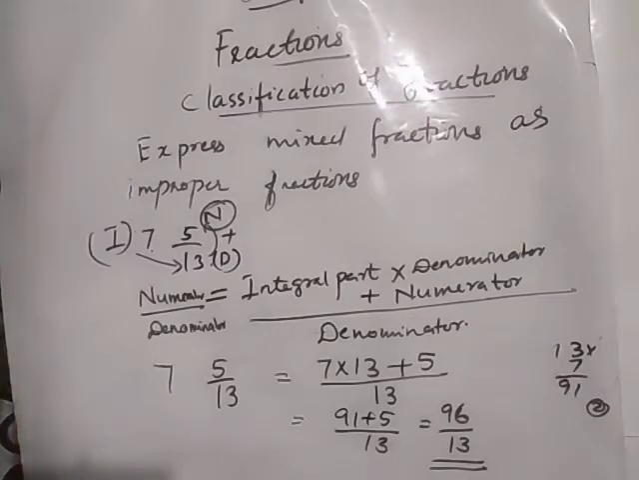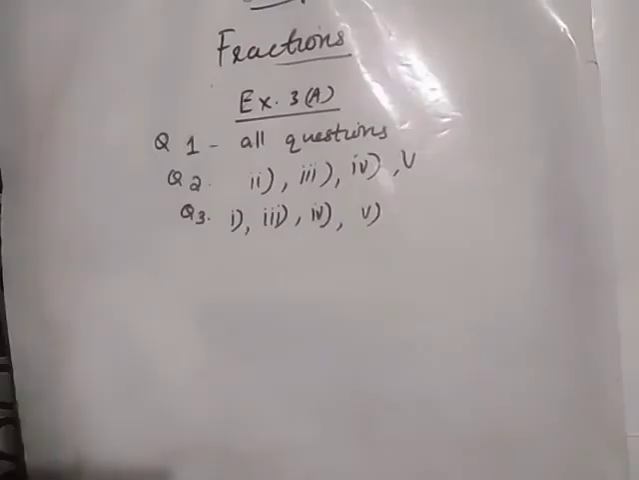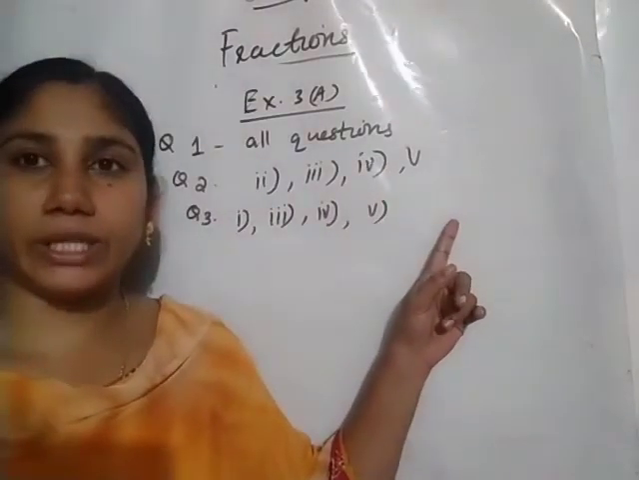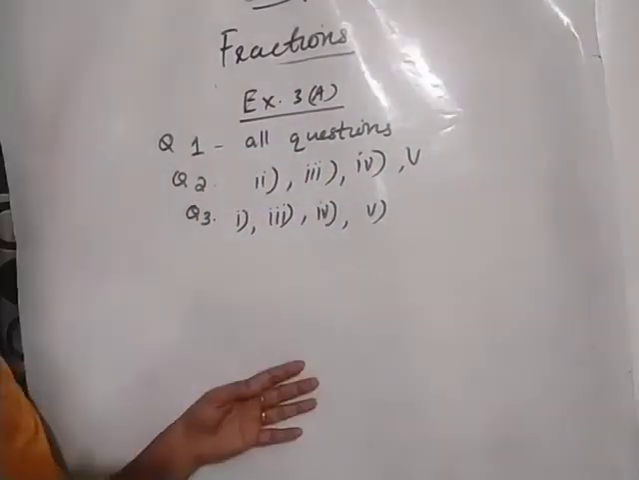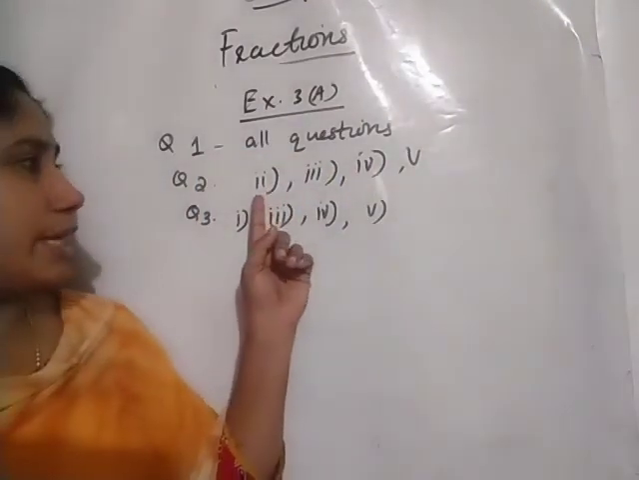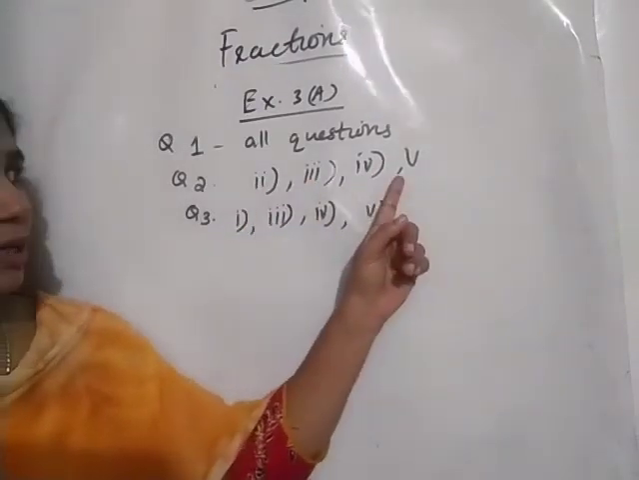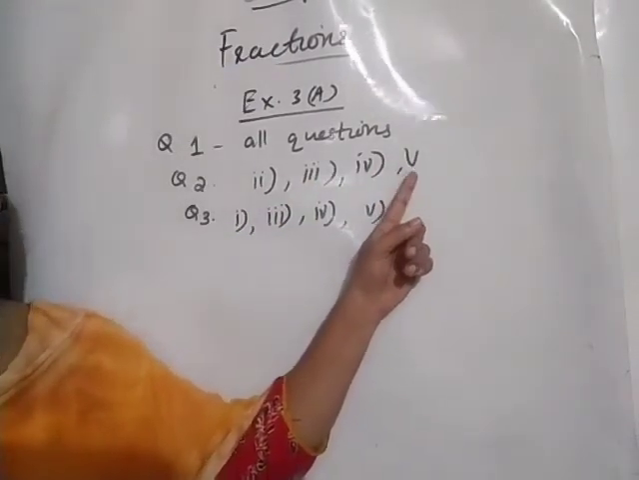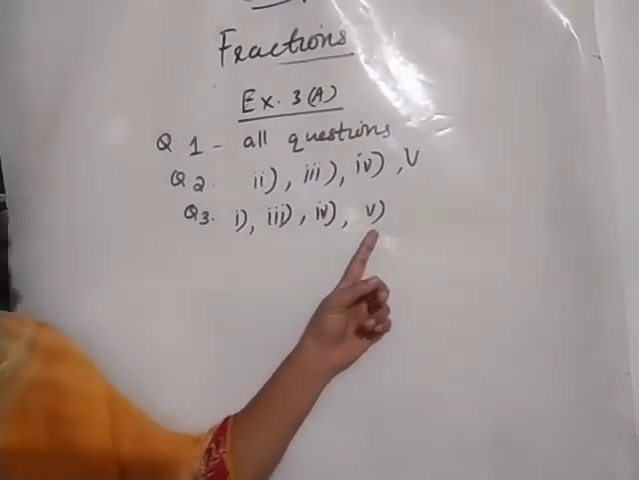Let us do the homework. Mark these questions in your textbook as homework. Question 1, all questions. Question 2, second one, third one, fourth one and fifth one. I give these questions because you have to practice, more practice. Now question 3, first, third, fourth and fifth.